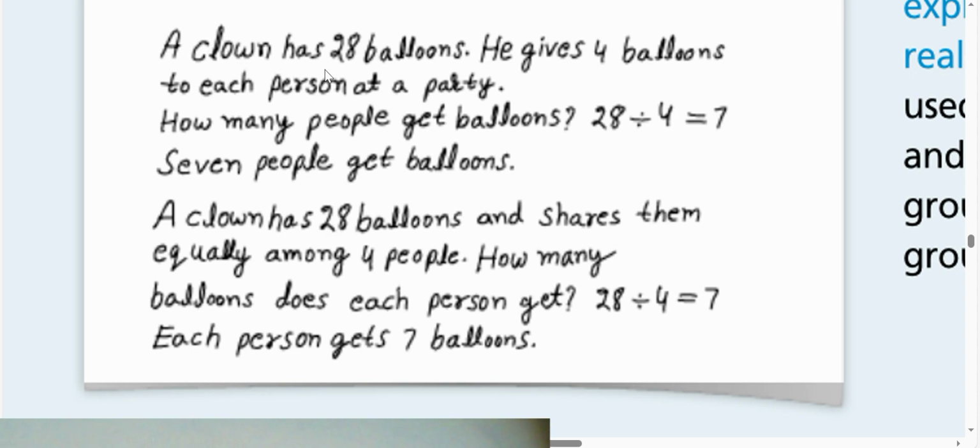A clown has 28 balloons. He gives 4 balloons to each person at a party. How many people get balloons? We can write 28 divided by 4 equals 7. Then 7 people get balloons.